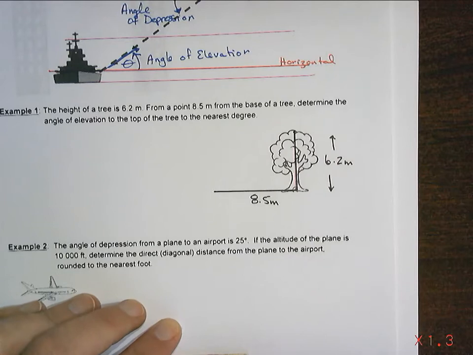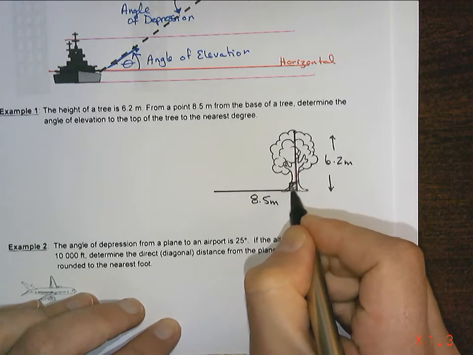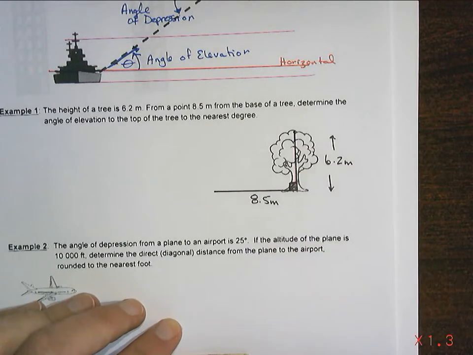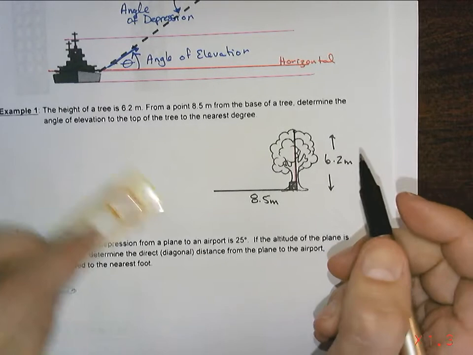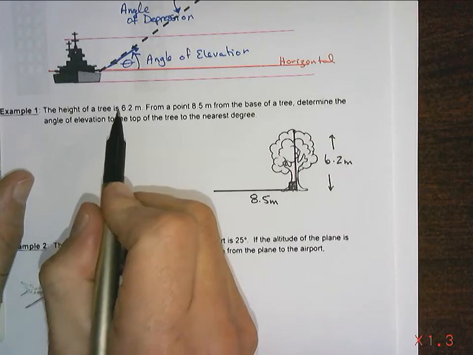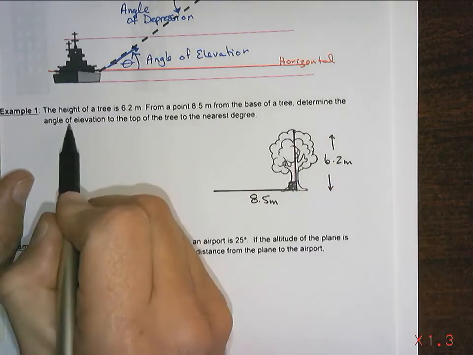And as we've said before, we're going to assume a 90-degree angle here. Now, in reality, trees don't always grow at a 90-degree angle, but for mathematical purposes, we're going to assume that they do. So it's going to be going up at 90. So the height of the tree is 6.2 from a point 8.5 meters from the base of the tree. Determine the angle of elevation.